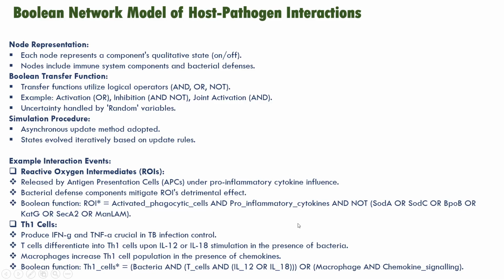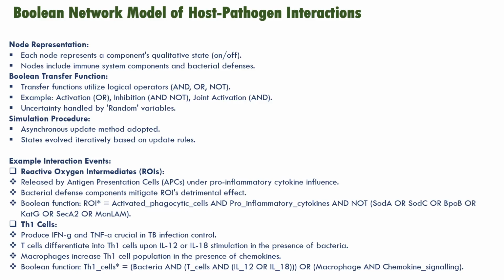So these are different elements. This can be genes or other elements as well. So the Boolean function is something that looks like this. This is how your function will look: ROI star equal to activated phagocytic cells and pro-inflammatory cytokines, and not a certain number of genes.